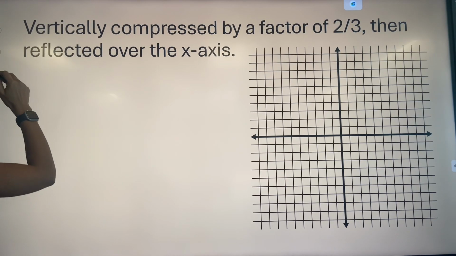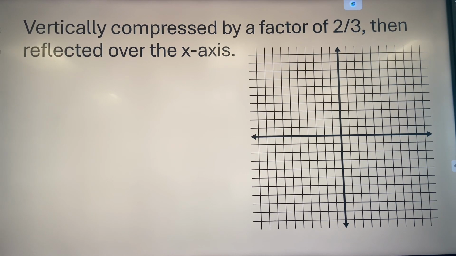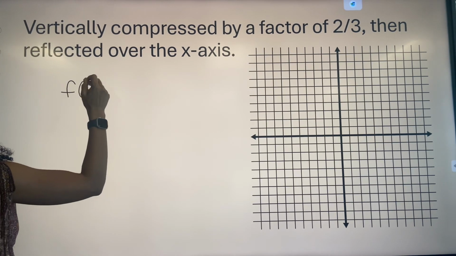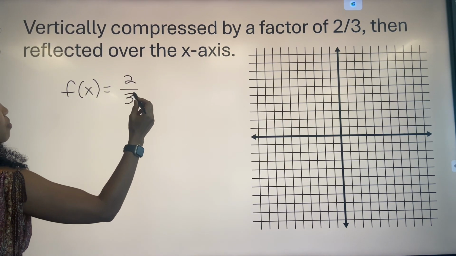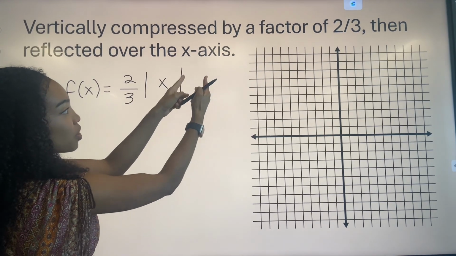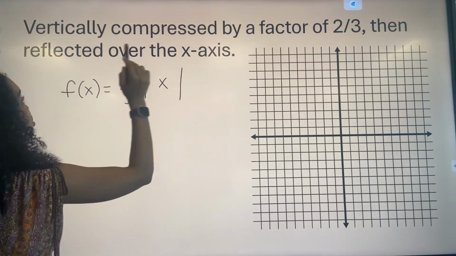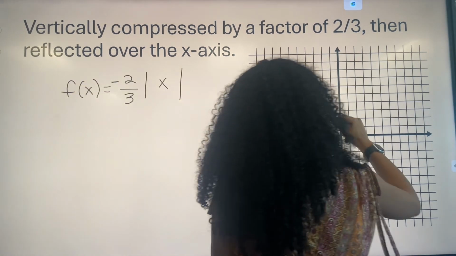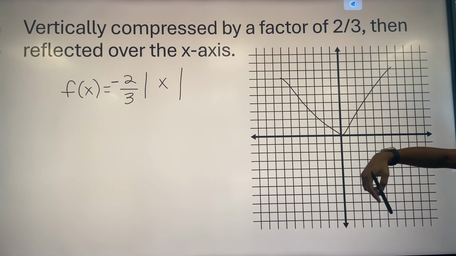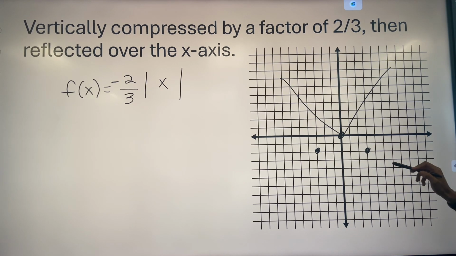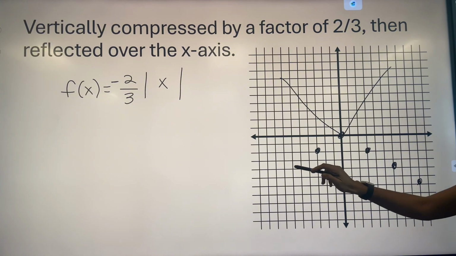Here's another example that's on your page. I believe this is number 22 that you did. Vertical compression by a factor of 2/3. So it'll look like this. 2/3 is in the front. It didn't move left or right, so there's nothing on the inside with X. And it didn't move up or down, so there's nothing over there. And then it's reflected over the x-axis, so you need a negative in the front. So normally, this is your parent function. However, it's facing down and your slope is now 2/3, so down 2 over 3. Down 2 over 3 on both sides. So this would be your new graph.